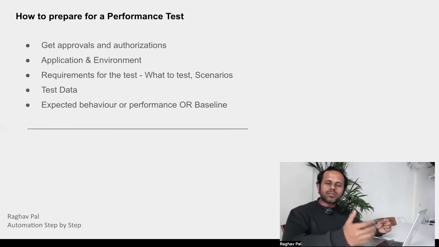And this you can take from the stakeholders, from the owners, or whoever has assigned you the performance test. You can ask them what the expected outcome or expected performance of the application is, how many virtual users you should use to run the performance test, and then what the expected behavior should be. You can also create a baseline or ask for a baseline.